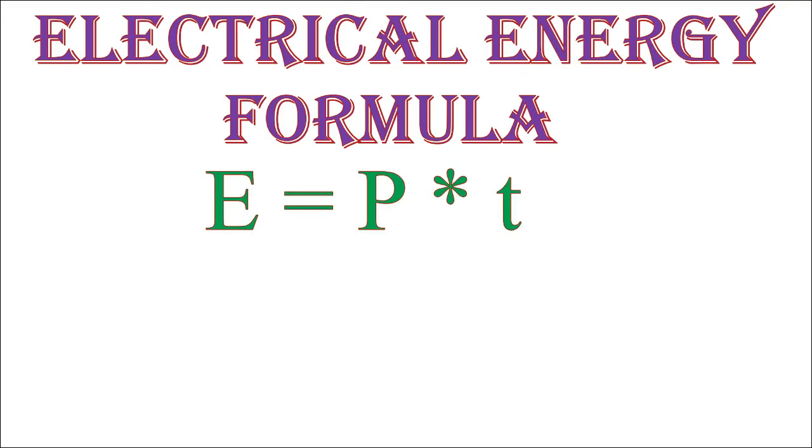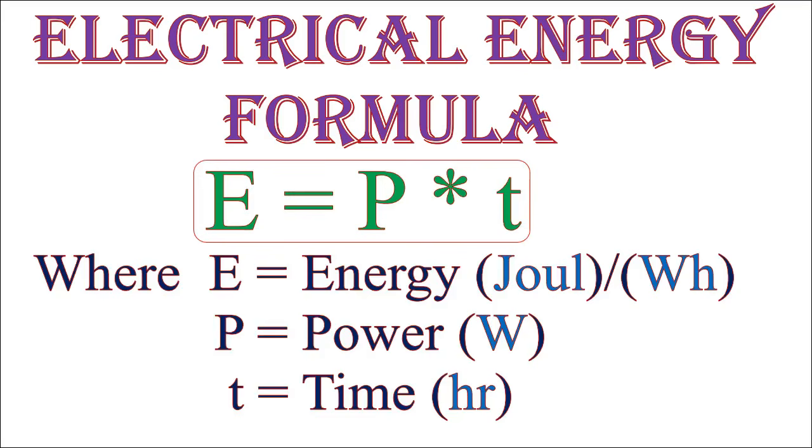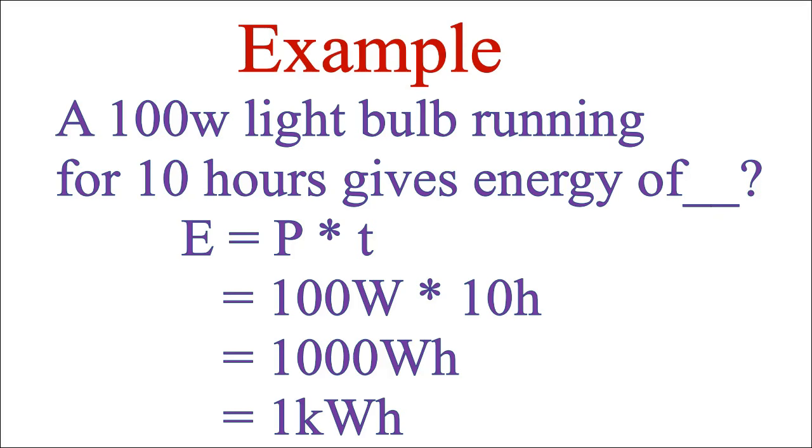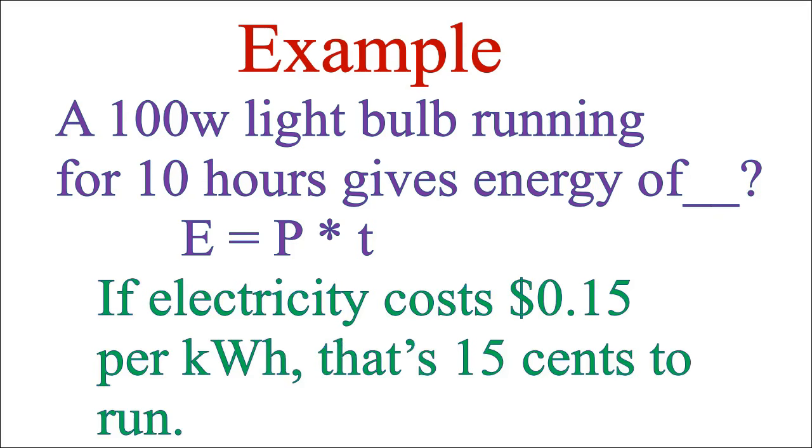The basic formula is E equals P times T, where E is the energy in joules or watt hours, P is the power in watts, which is the rate of energy use, and T is the time in seconds or hours. A 100 watt bulb running for 10 hours gives an energy of 100 watts multiplied by 10 hours, which equals 1000 watt hours or 1 kilowatt hour. If energy costs $0.15 per kilowatt hour, that is 15 cents to run.